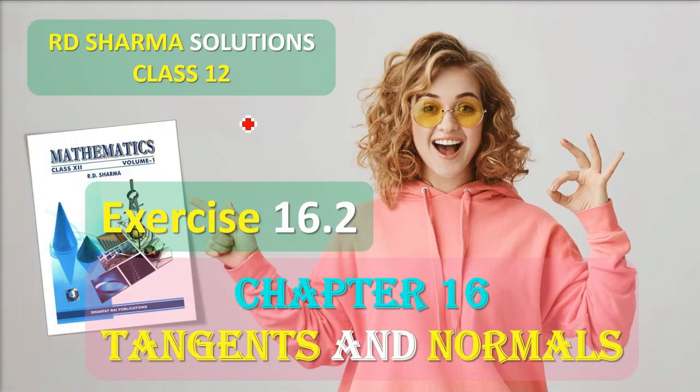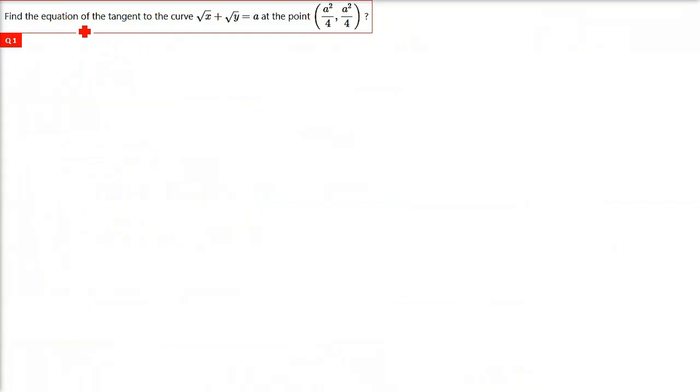This is RD Sharma Solution Class 12. We are taking chapter number 16, Tangents and Normals, exercise 16.2. Find the equation of the tangent to the curve under root x plus under root y equals a at the point a square by 4 and a square by 4.